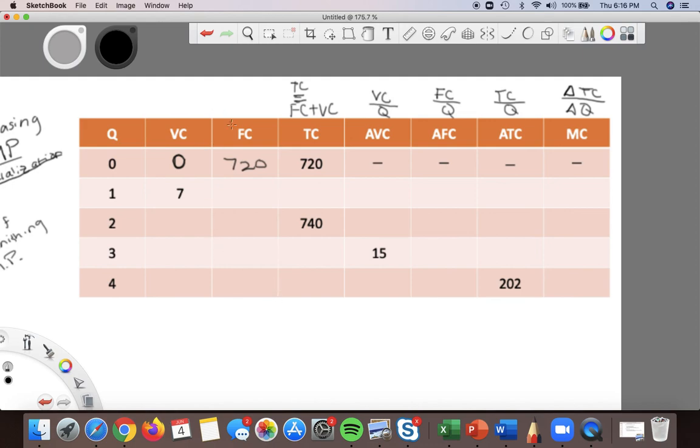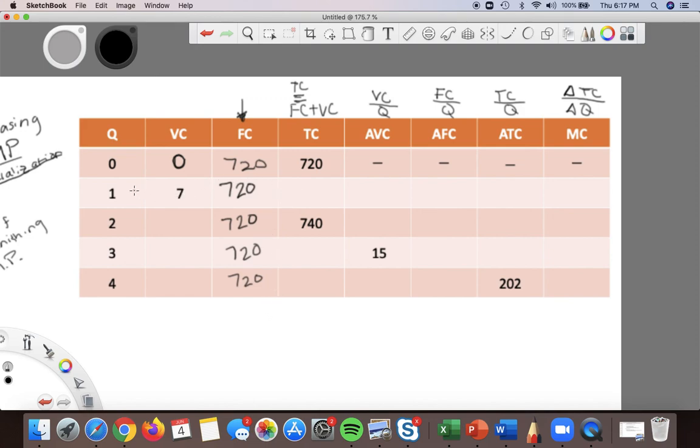Now I can use some facts about fixed costs to fill out the rest of the fixed costs in the table. Fixed costs by definition never change. They're fixed. So if it's 720 at 0 units of output, it's going to be 720 when output is 1. It's going to be 720 when output is 2, 720 here, and 720 here. One of the nice things about filling out these tables is once you get one of the fixed costs, you've got all of the fixed costs.